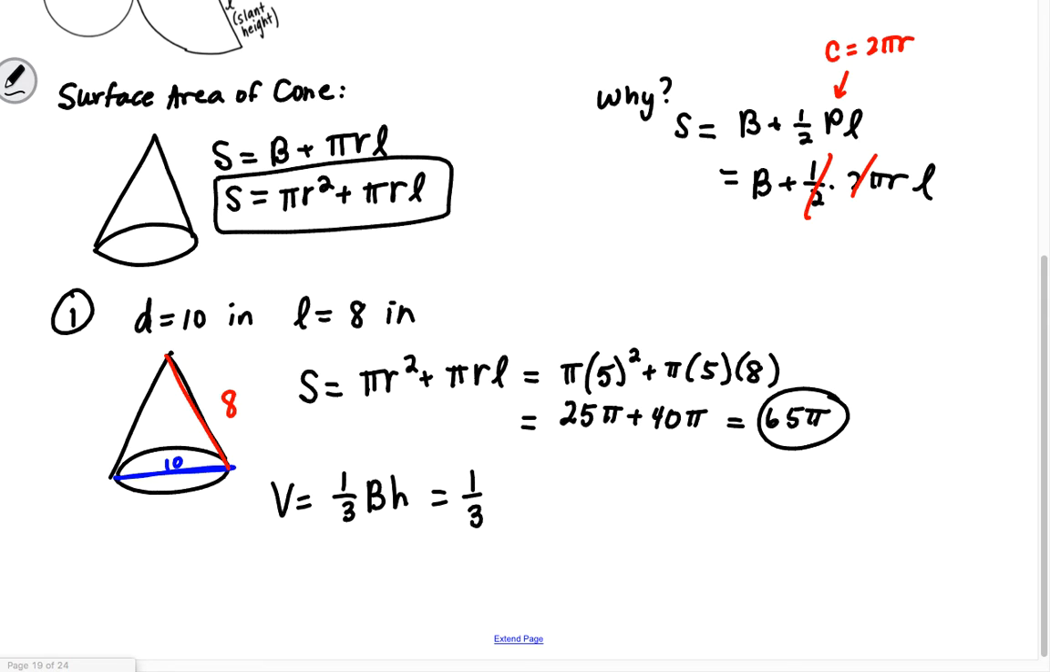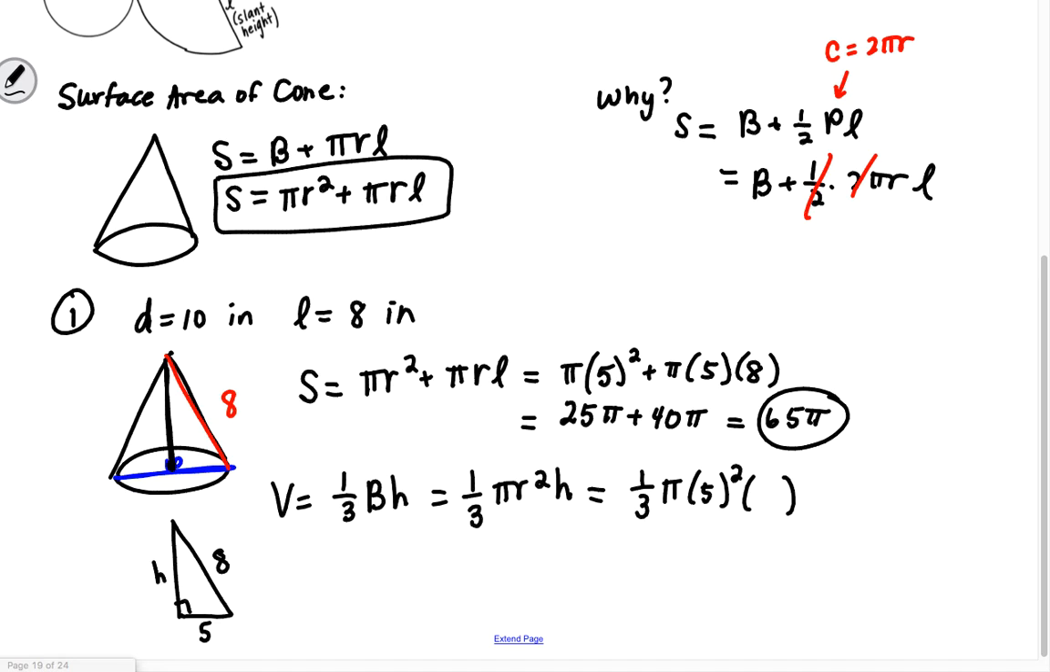So it'd be 1/3, our area of our base is pi r squared, and then our height is h. So you would just go through that process, and you'd say, oh, my r is 5, but then you'd have to find the height. So our height would be straight up and down to the middle. So you always look for those triangles. So we would have 5 on the bottom, and then we would find the height.